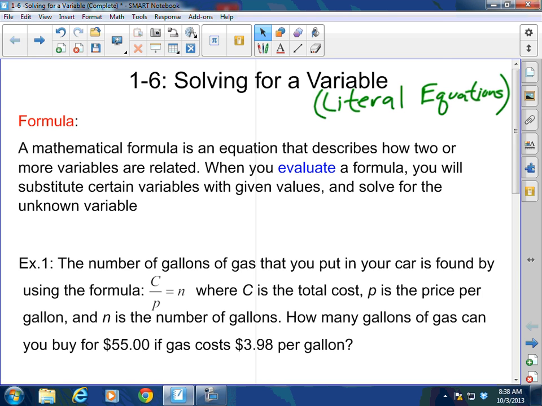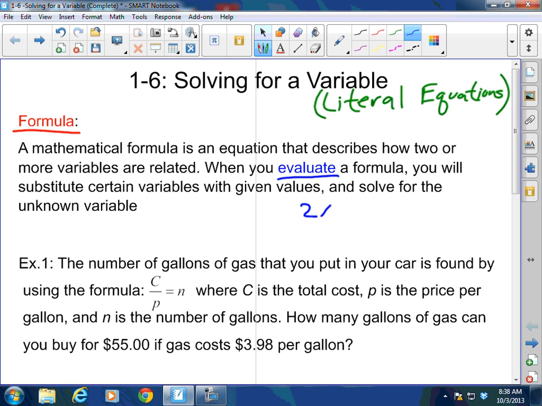Okay, so let's first start talking about formulas. A mathematical formula is an equation that describes how two or more variables are related. Think about how we've evaluated before. When you evaluate a formula, you will substitute certain variables with given values and solve for the unknown variable. So remember what evaluating means.